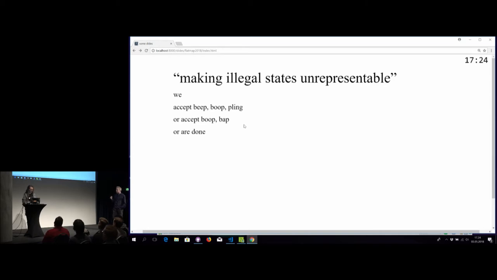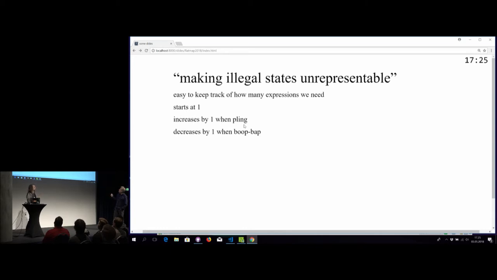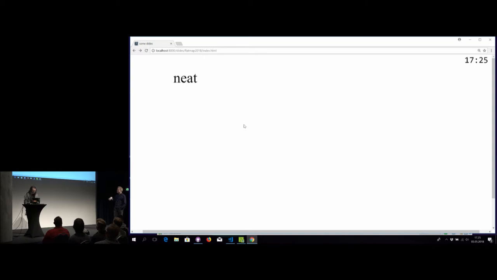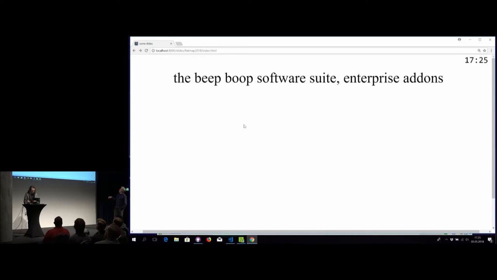Also, the syntax is really good because it's easy to reason about what we are accepting now, what is a valid input to the state we're in when we're constructing a term. It's either beep boop bling, which is when you accept an expression, or you are working on a variable, then you accept a boop or a bap to terminate, or we're done. And it's also easy to keep track of how many expressions we need before the total expression is finished. We need one to begin with. When the bling, which is function application, comes, we're going to need two in total, the function part and the argument part. And it decreases by one when we bop, which is the final word of variable references. So all the leaf nodes in a syntax tree are variable references. So it's easy to support the one who's typing this.